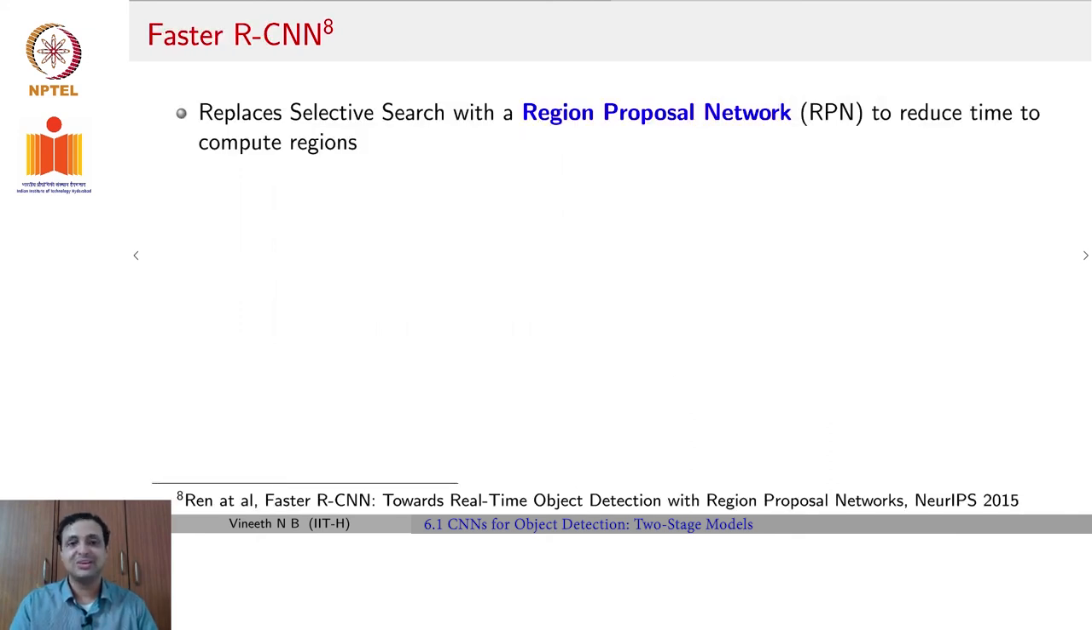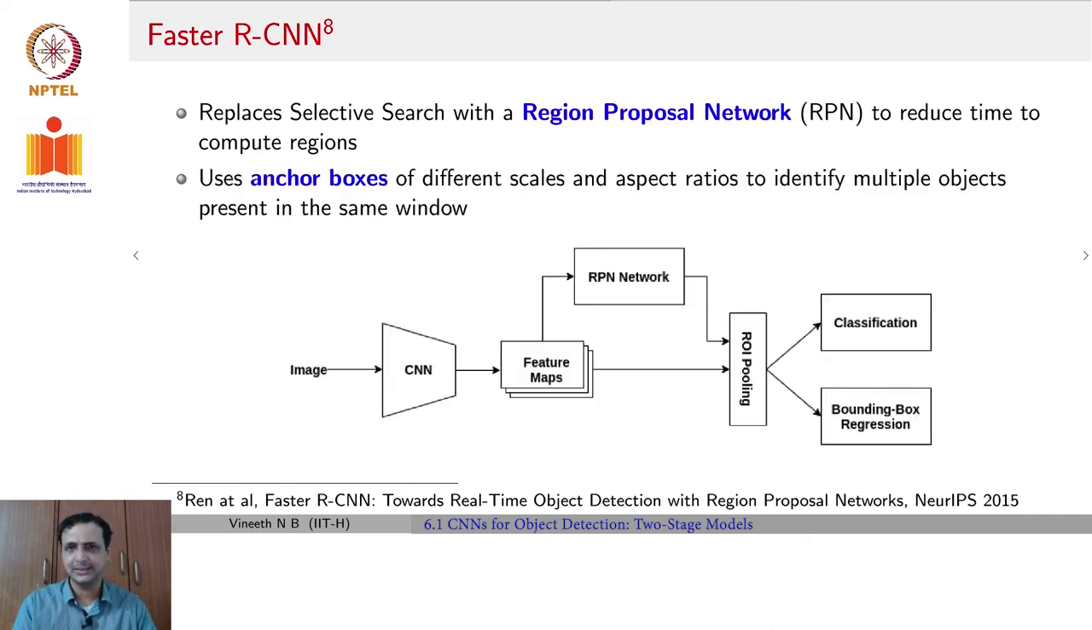This leads us to faster RCNN. Faster RCNN replaces selective search with a region proposal network. So instead of getting region proposals through segmentation methods that are offline, we're going to try to see if this can also be done as part of the neural network itself. This was proposed in NeurIPS of 2015, and let's see how this is done.